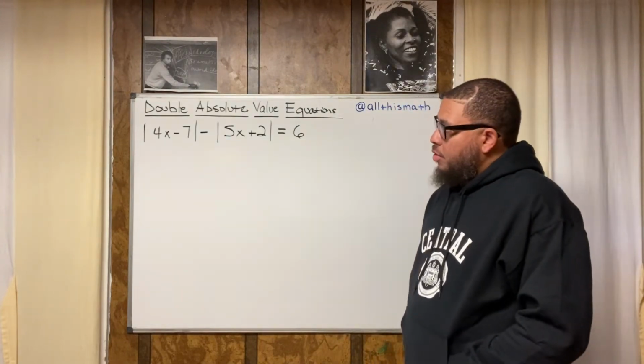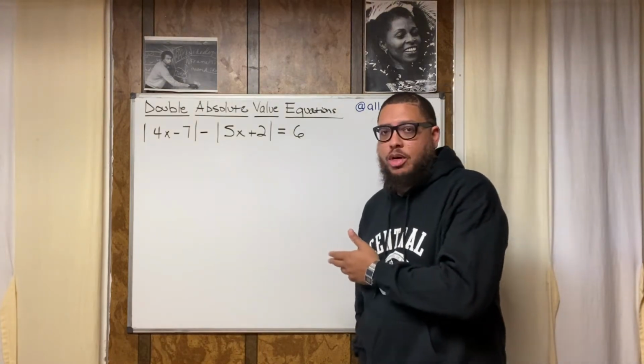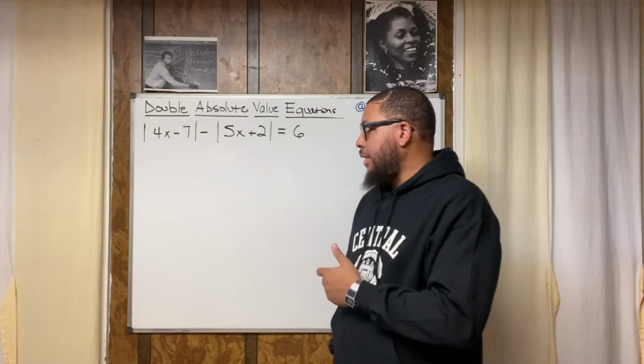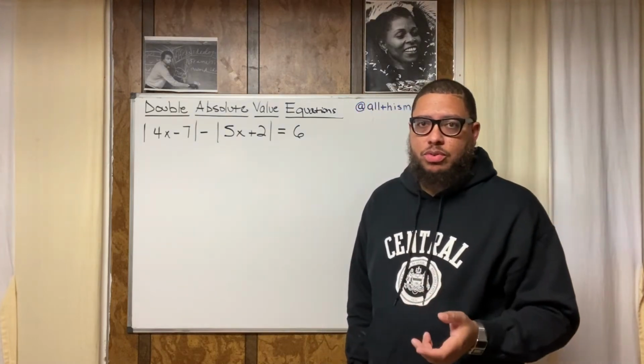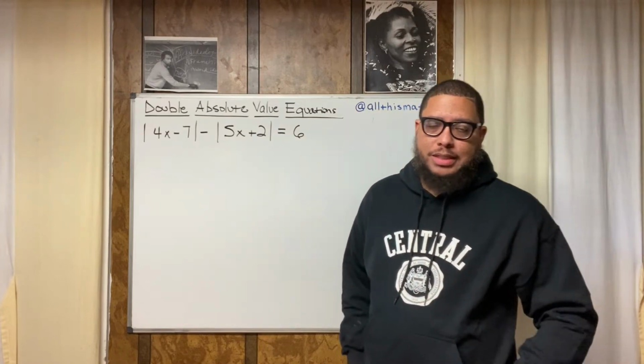So first thing we do, let's look at the problem. Let's read what it is. It says the absolute value of 4x minus 7 minus the absolute value of 5x plus 2 is equal to 6. Now, let's make sure we understand what absolute value means as a concept.